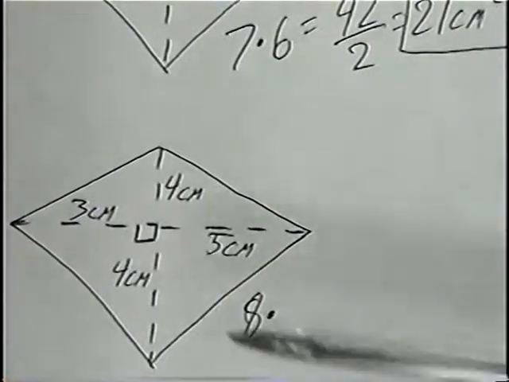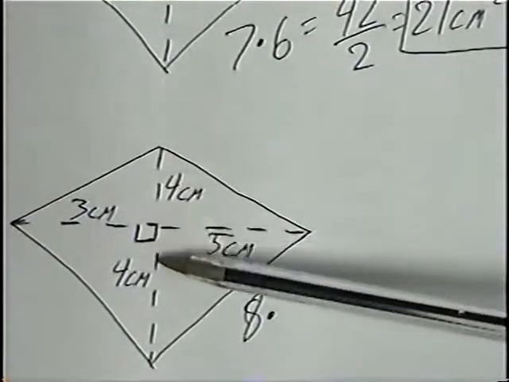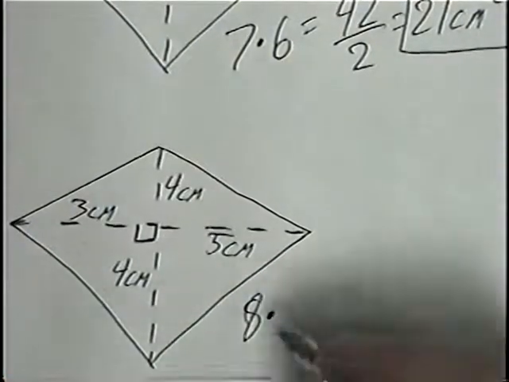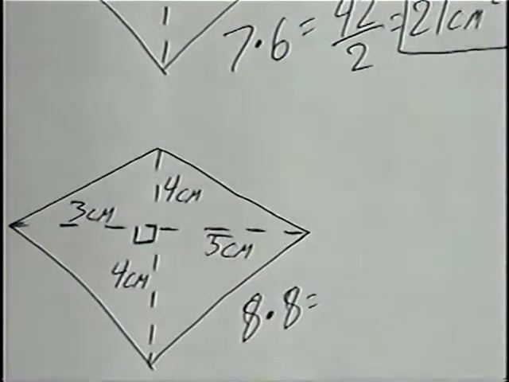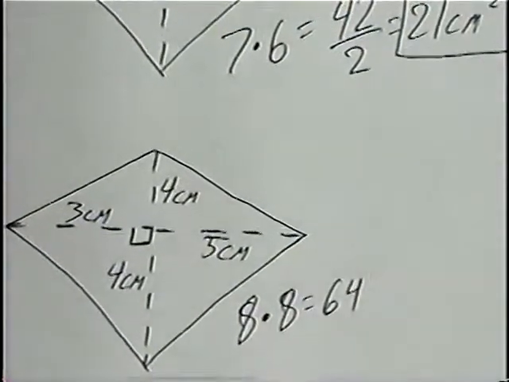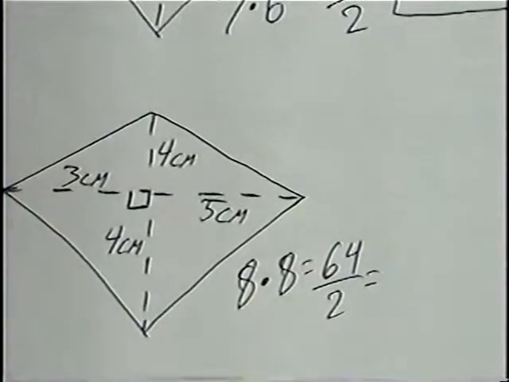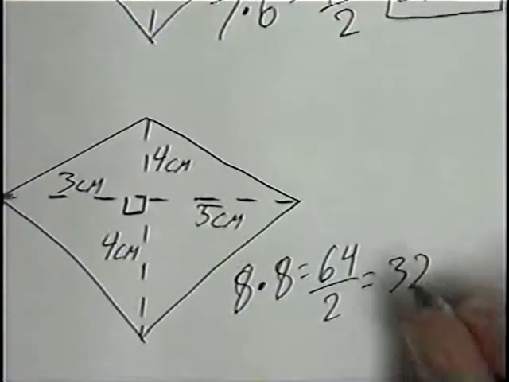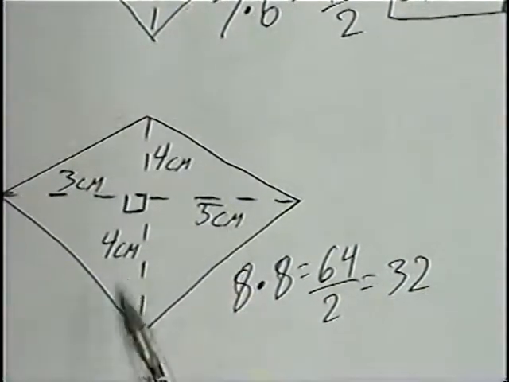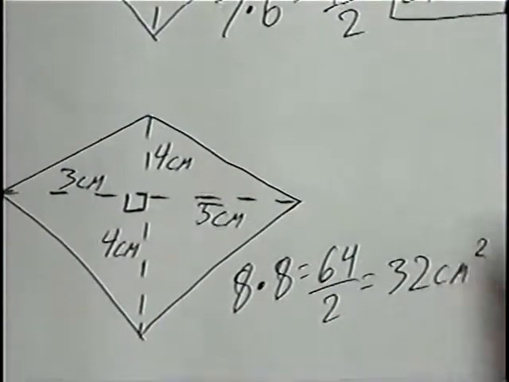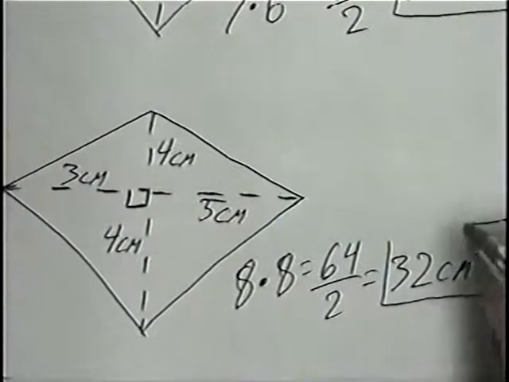Multiplying by the opposite diagonal, in this case it is 4 and 4 again, so the total distance is also 8. 8 times 8 would be 64, and last part, dividing by 2. 64 divided by 2 would be 32. And the units again are centimeters, so we'll have 32 centimeters squared for the area.